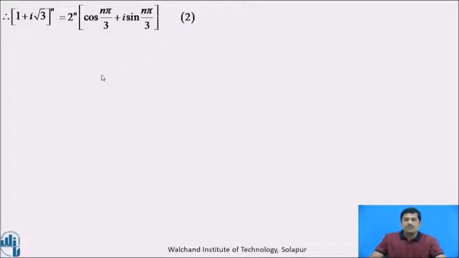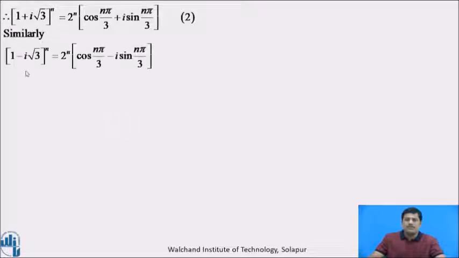Now the next number involved in this problem is (1 − i√3)^n, which is the conjugate of the corresponding complex number. This can be directly obtained from equation number 2, simply by replacing the plus by a minus sign. Similarly, we get (1 − i√3)^n is equal to 2^n (cos(nπ/3) − i sin(nπ/3)). Now call it equation number 3.